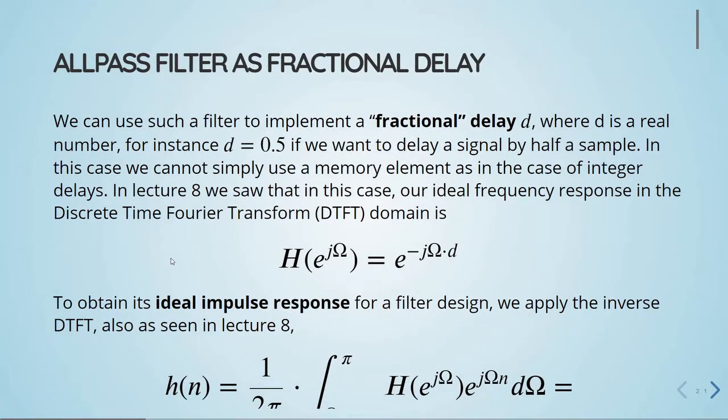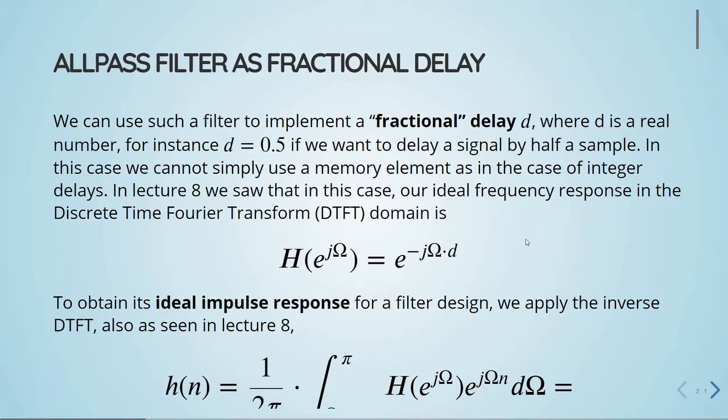We can use such an Allpass filter to implement, for example, a fractional delay d, where d is a real number, for example 0.5, which means we want to delay a signal by half a sample. So in this case, we cannot simply use a memory element as in the case of integer delays.